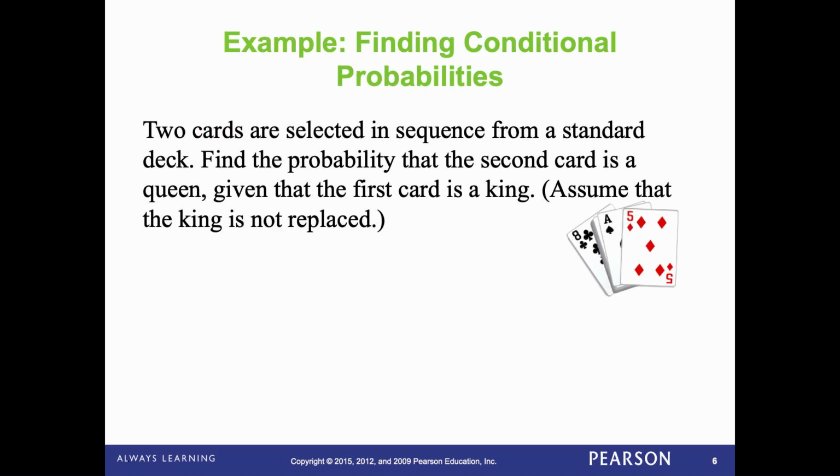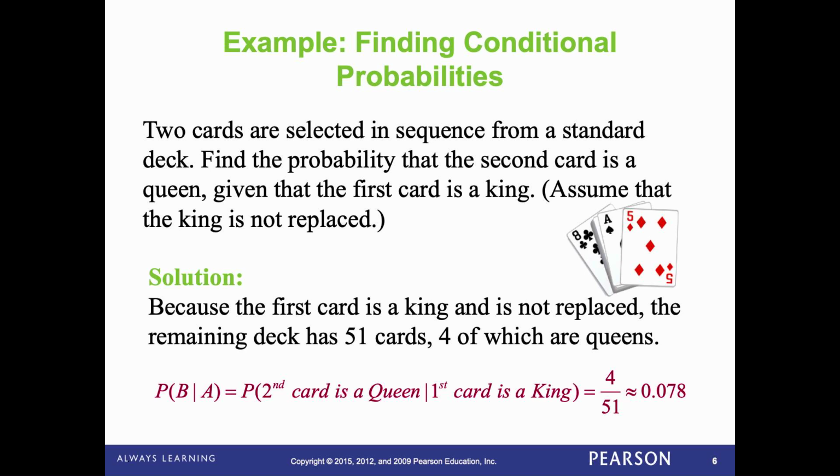All right, so here's an example. Two cards are selected in sequence, one at a time, from a standard deck of 52 cards. Find the probability that the second card is a queen, given that the first card that was chosen was a king. So we pick a king, and now we want to know the probability of finding a queen on the second draw. The assumption here is that the king you drew on the first event was not replaced.